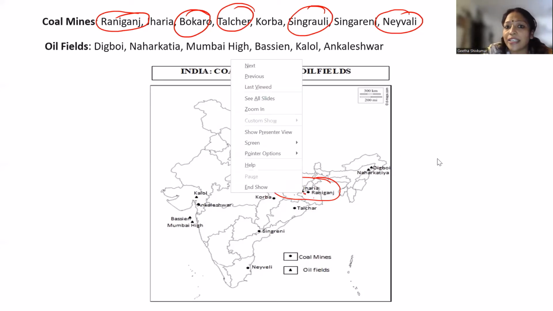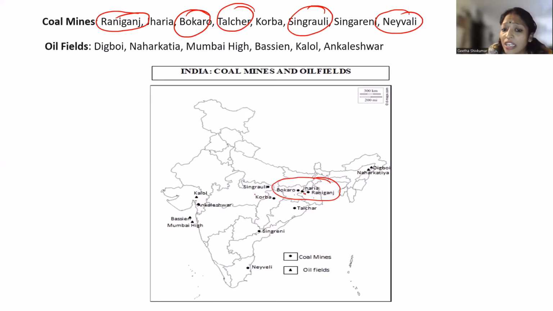you have Jharia and then Bokaro. So these three places are in the same line. Next one is Talcher. Where is Talcher? Talcher is in Odisha. So this is my Talcher.